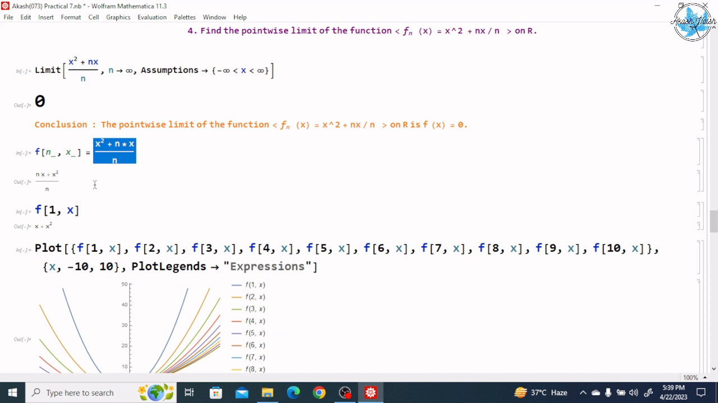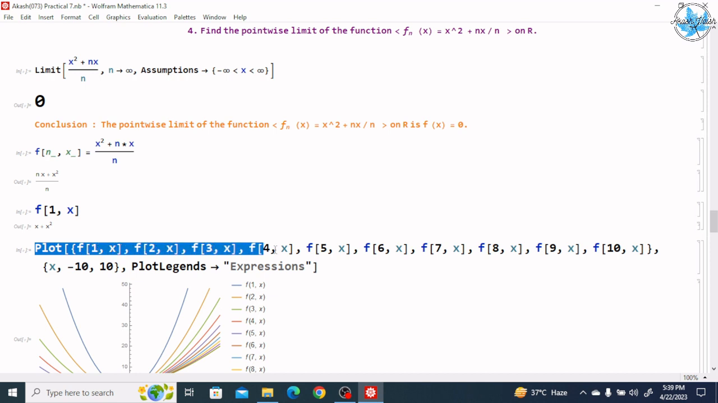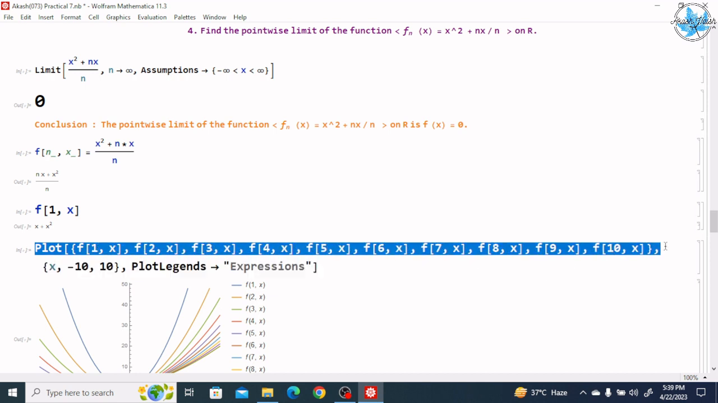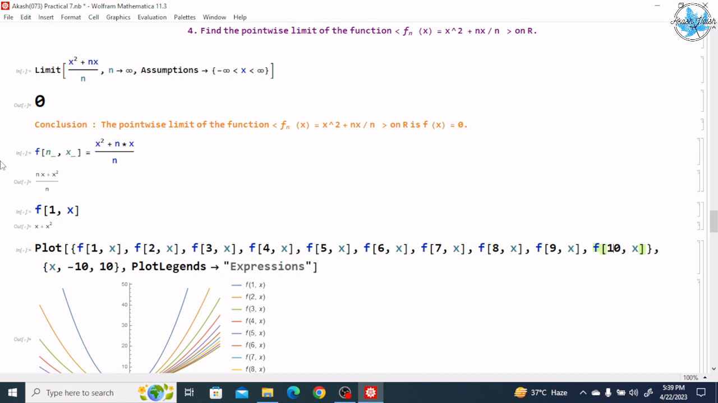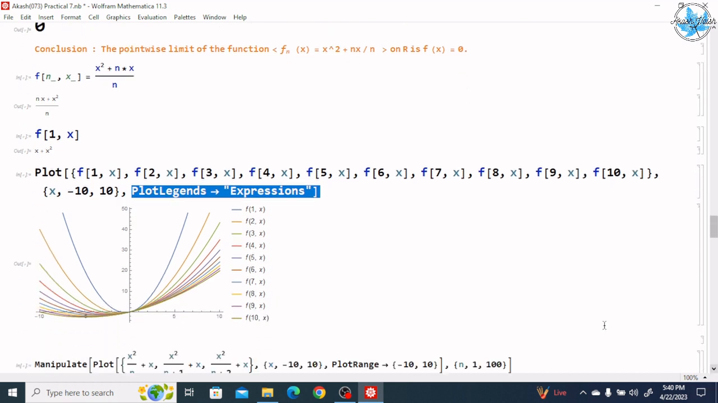So now change the value of n. In the Plot command to draw the graph, change the value of n, that is f1(x), f2(x), f3(x), f4(x), f5(x), up to f10(x), which I have taken. When you put the value of n, you will get different sequences, and we will vary our x from minus 10 to 10. Then give the PlotLegends command, that is Expressions, and you will see your graph like this.